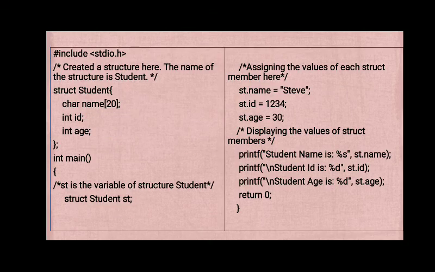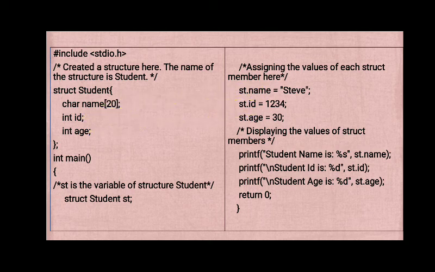Now for an example, a sample program using structure. Here first your structure student is declared. You have char name, int id, int age, and you end it with a semicolon. Then inside your main, you assign values to each of these variables. So st is a variable that you have declared for student. st.name gets the name, 1 2 3 4 will go to the position id, and 30 will go to the age value. So each of these values will be assigned to its position.